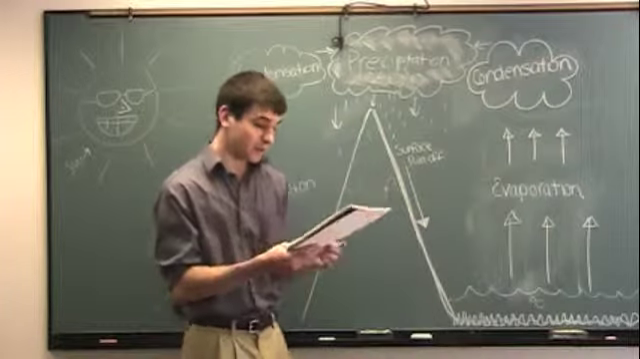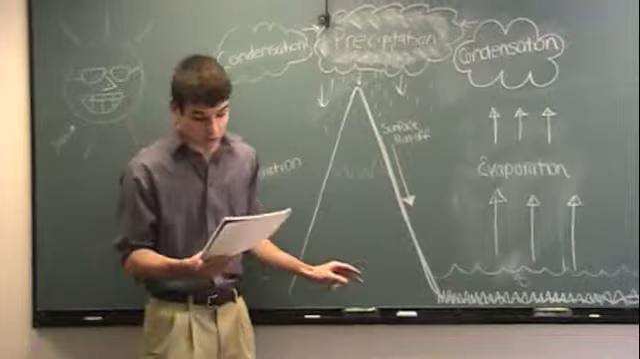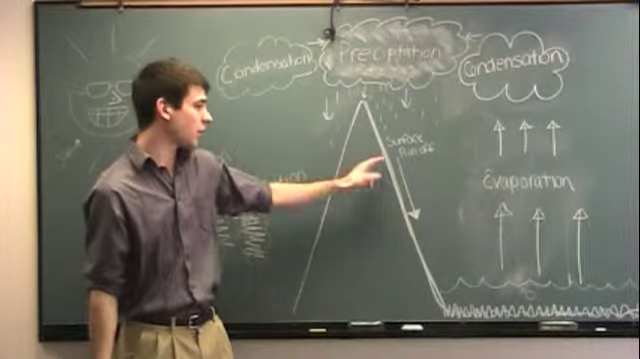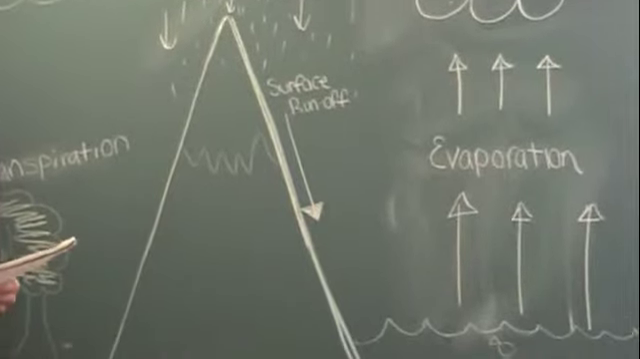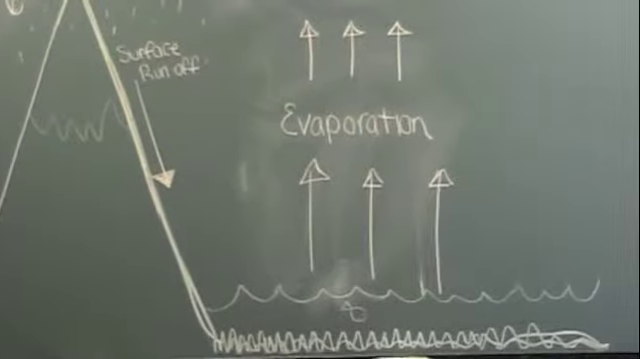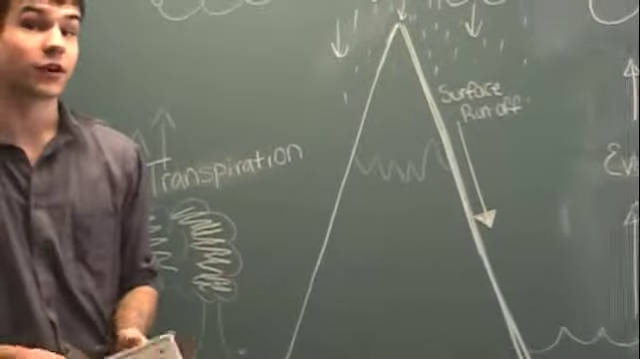So, after precipitation, the water either infiltrates back into the ground or it turns into surface runoff, which flows back into the Earth's streams, lakes, oceans, and so on. And then the process eventually starts all over again.